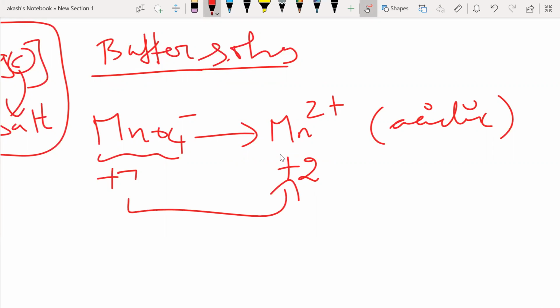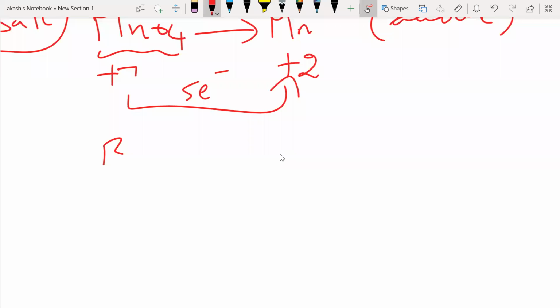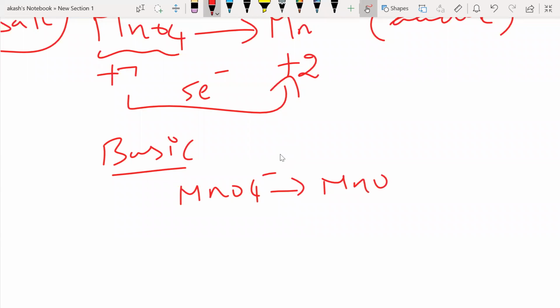So you see there are going to be almost 5 electrons gained by manganese, right? Okay, so if it is going to be in basic medium, my MnO4 minus will become MnO2. So this happens in basic medium. Here you can see it's going to be +4, so a total of 3 electrons would have been accepted.